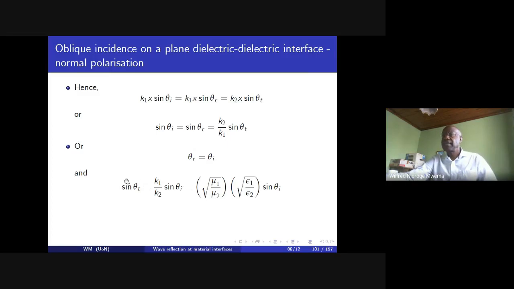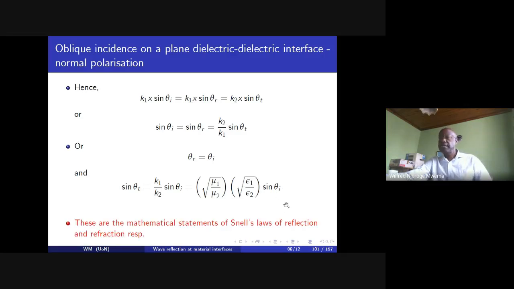The sine of the angle of refraction must be equal to K1 by K2 multiplied by sine theta I. And if I was to replace K1 and K2 by omega root mu1 epsilon 1 over omega root mu2 epsilon 2, I'll get it as shown there. That is the ratio of the magnetic permeabilities and the electric permittivities, multiplied by the sine theta I rather.